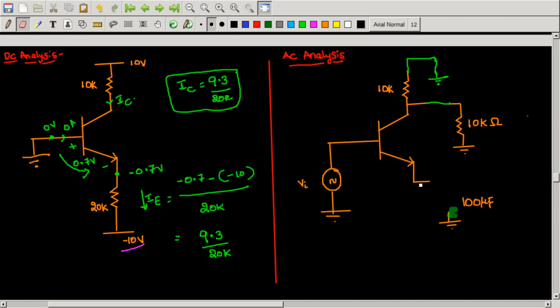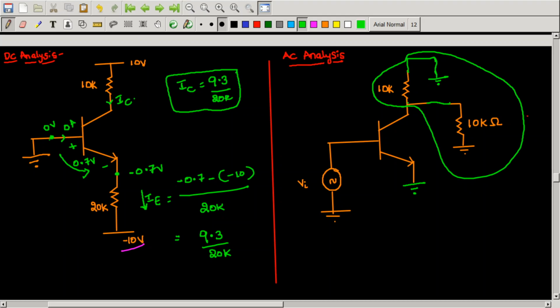Now can you tell me what is the equivalent resistance of these two resistors? Those are 10k from collector to the ground and one more 10k from collector to ground. So these two are indeed in parallel. So what is the parallel combination of 10k and 10k? It is 5k, right? So let me remove this entire thing and replace them with a 5k resistor.